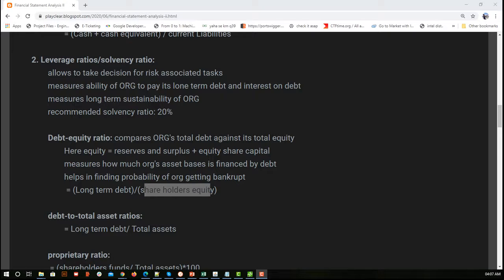And the other way we interpret it: long-term debt is what? The amount that we have got as a loan, or something that we have to pay back in the long term. Okay, so that is one amount. And shareholders' equity means what? The amount that we got from our shareholders. Okay, that makes sense. Now, what interpretation can we make based on this value?